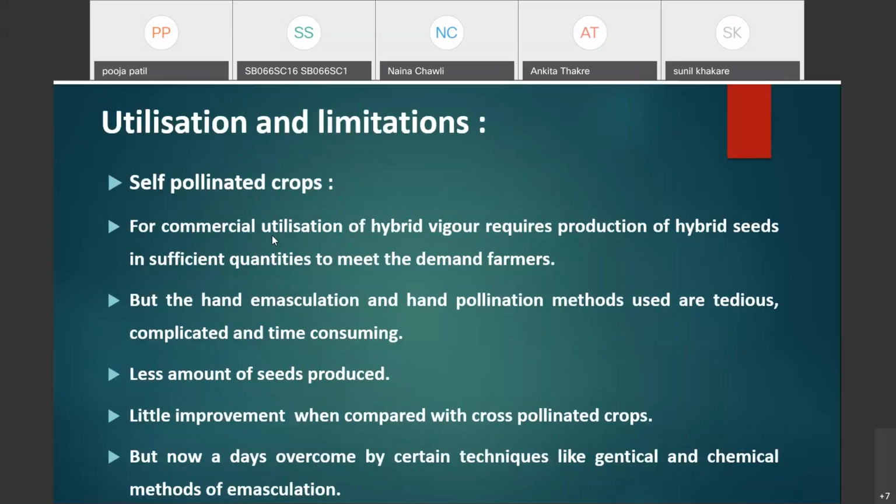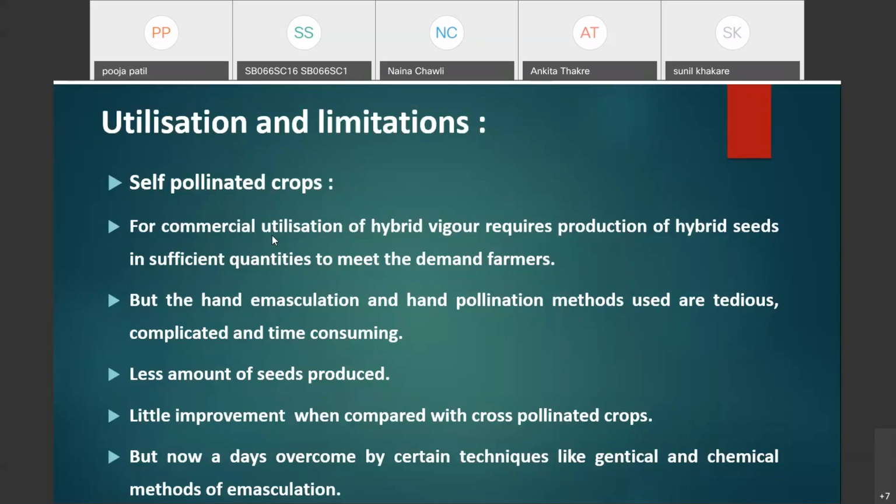hybrid vigor. These are phenomena which have immense practical utility in the improvement of all types of crops. But the task of its utilization in the different types of crops is full of difficulties, because the methods of heterosis are the same as those used in hybridization.